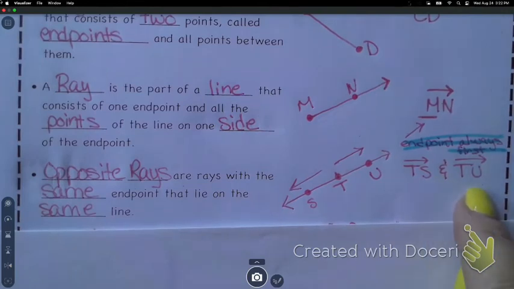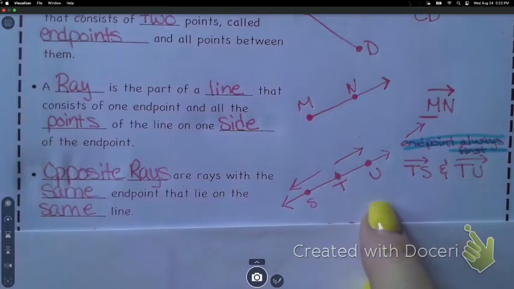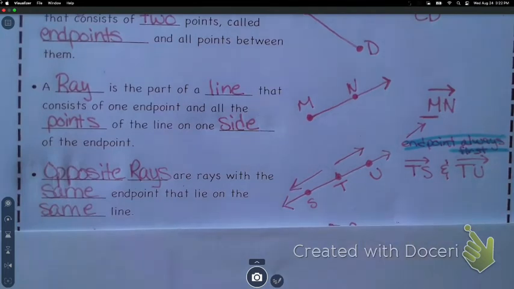Now TU is in alphabetical order, correct? But is TS? Nope, and that's okay, because what always comes first? The endpoint. And I'm going to tell you, I probably will call it a vertex before I call it an endpoint, just because I'm used to vertices and vertex with triangles and angles and everything else. So if you call it a vertex, I'm okay. Am I going too fast? Okay, are we ready?